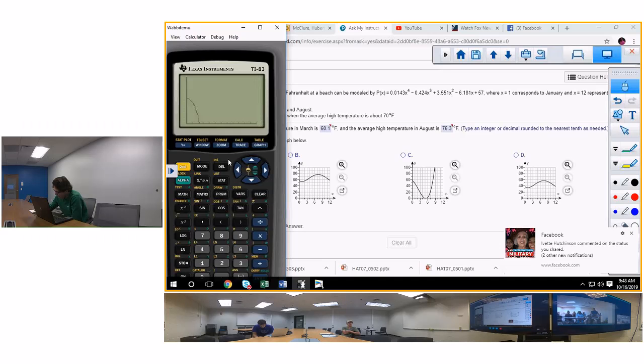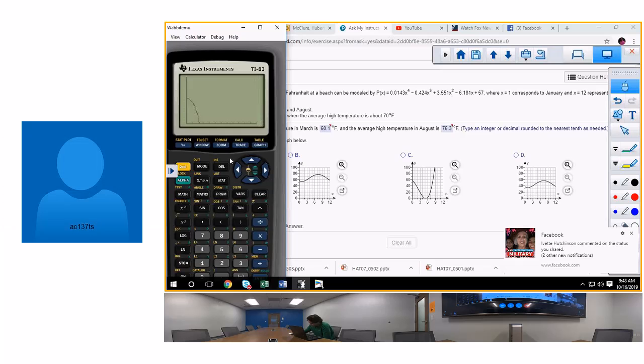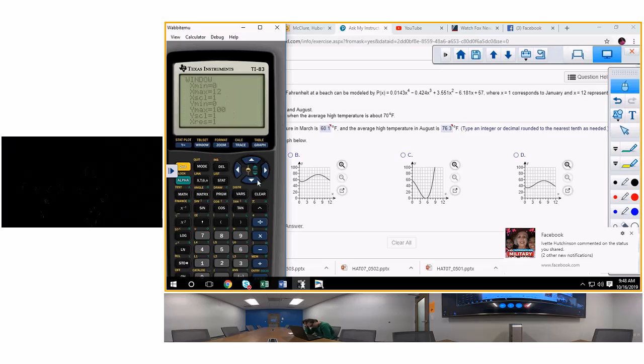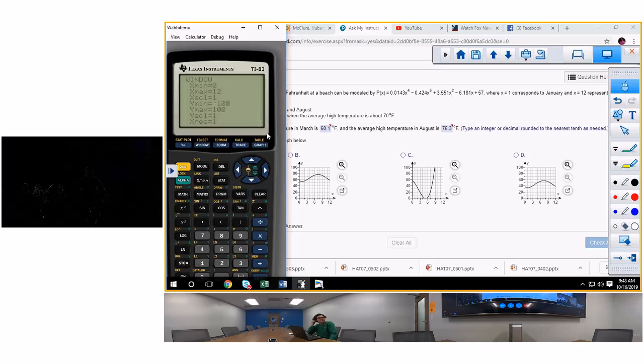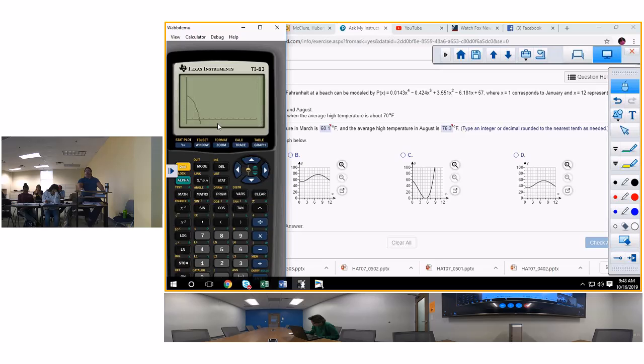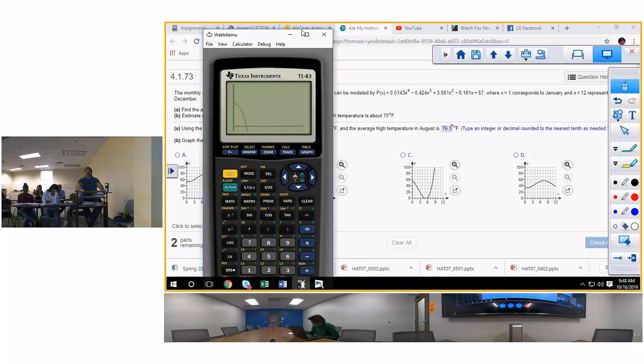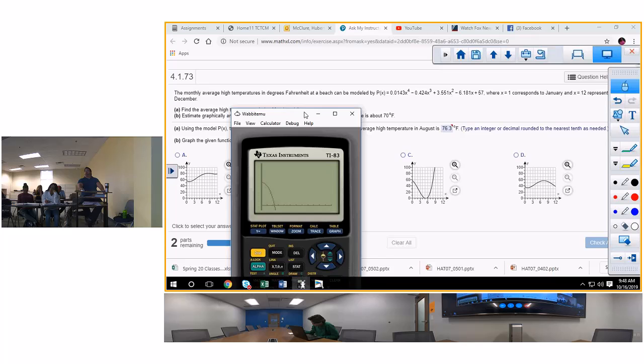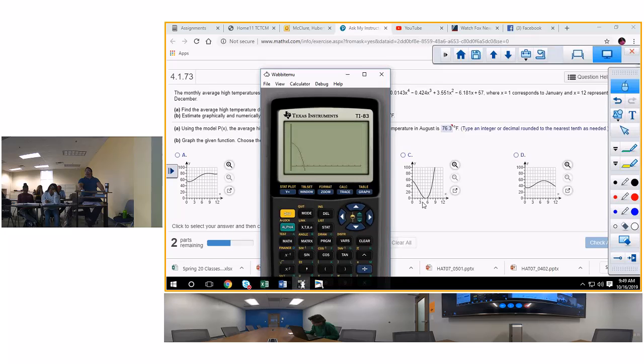And I need to change my Y max to like -5 or min -5. So let's go to window and change the Y min to -10. There we go. Well, we can both see that it's going what? Below the what? So I would say probably it's going to be C.